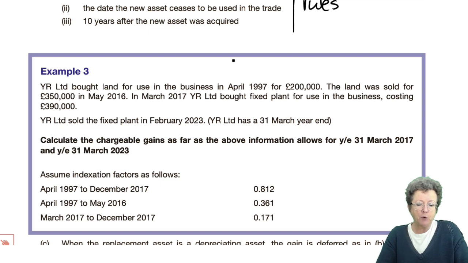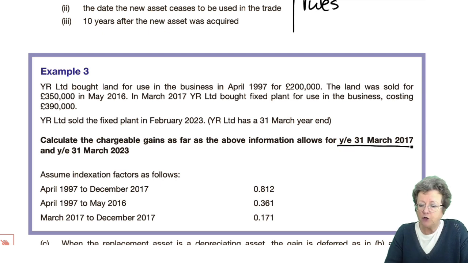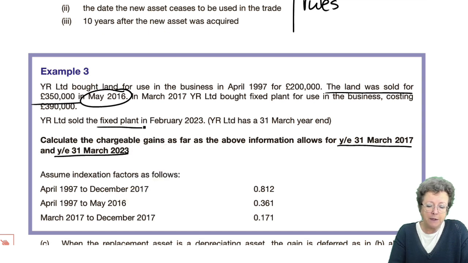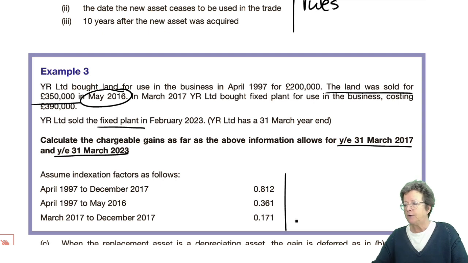Why Are Limited bought land for use in the business in April 1997 for £200,000. The land was sold for £350,000 in May 2016. And in March 2017, they bought some fixed plant for use in the business, costing £390,000. That was then sold in February 2023, when they have a year end of the 31st of March. Calculate the chargeable gains as far as possible for 2 years. The year ended March 2017, when this was sold. And then 2023, when the fixed plant was sold. And we've got some indexation factors that we need to look at there. So let's have a look at the answers.